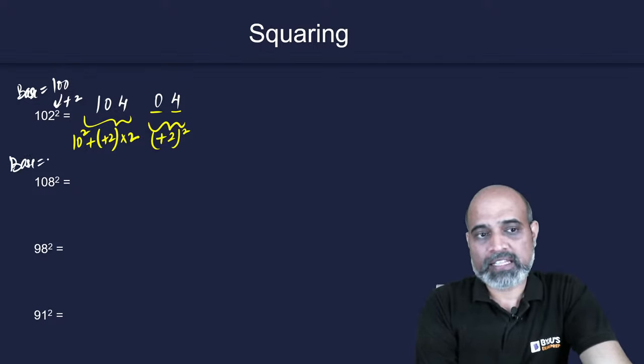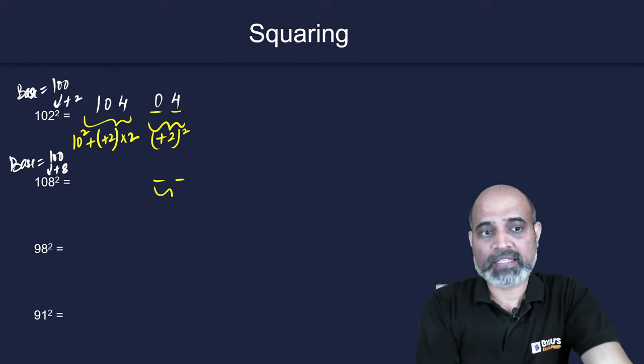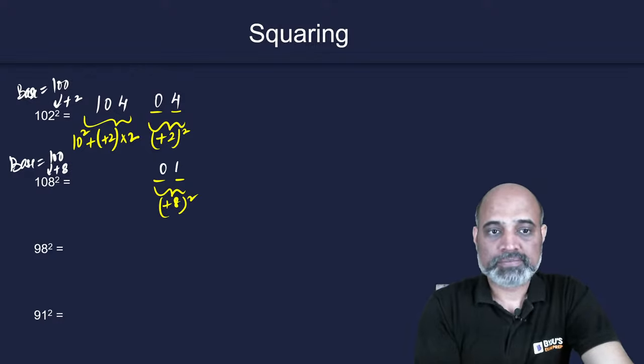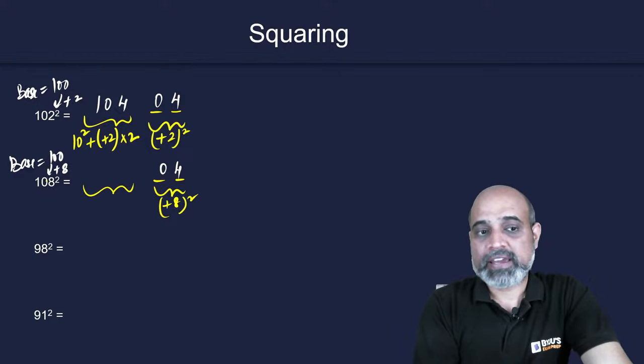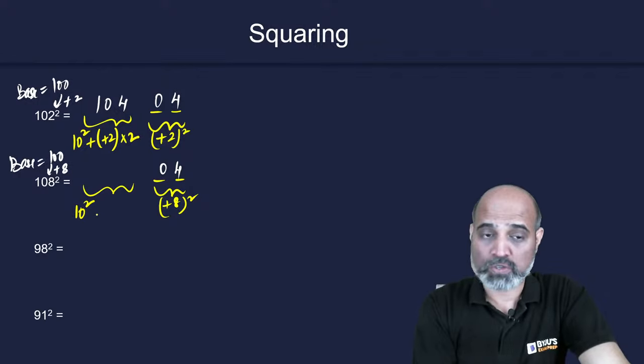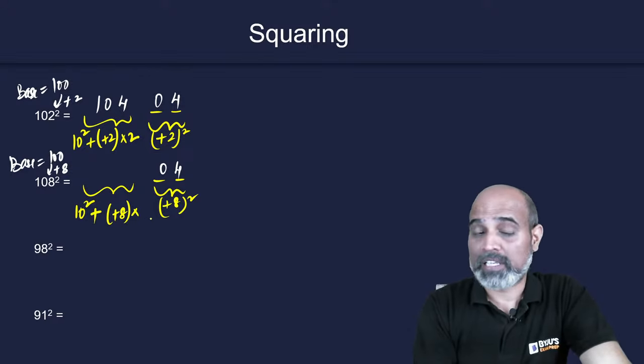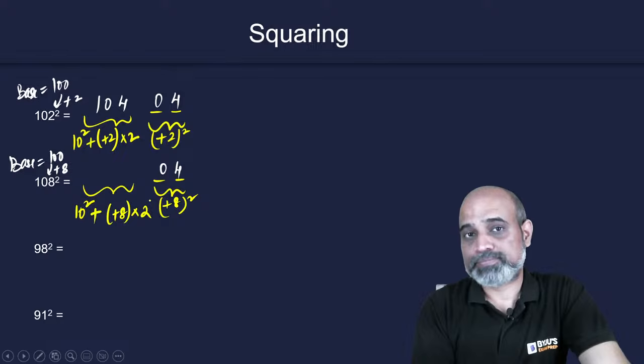What about 108 square? We will choose again the base as 100. So ये 100 से 8 आगे है. So the last 2 digits will be that 8 ka square, which will result in 04. The remaining digits will be 100 base में से last 0 हटा दो, so that will be 10 उसका square plus that distance that we have into 100 is 50 का double, so 8 का double, right?